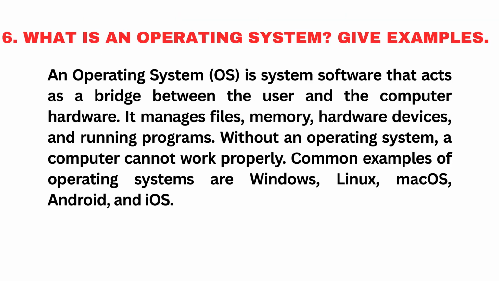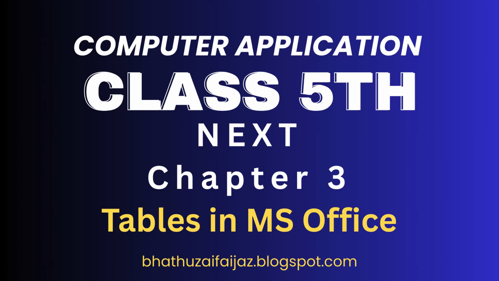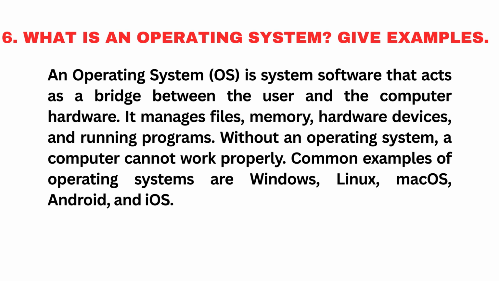6. What is an operating system? Give examples. An operating system, OS, is system software that acts as a bridge between the user and the computer hardware. It manages files, memory, hardware devices, and running programs. Without an operating system, a computer cannot work properly. Common examples of operating systems are Windows, Linux, Mac OS, Android, and iOS.